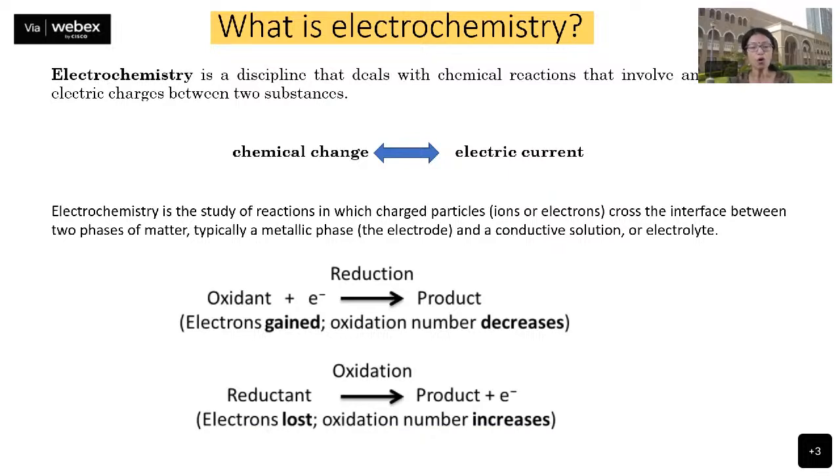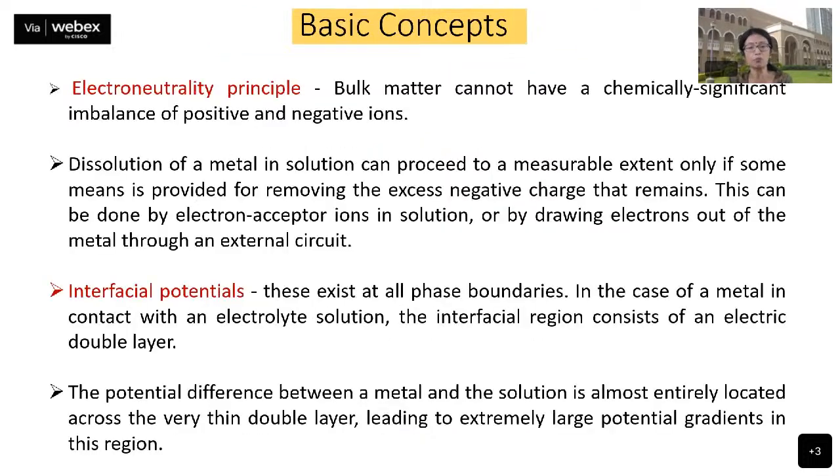And we all know that when we are adding an electron, we call that process a reduction process. When we are losing an electron, we call it an oxidation process. So these are the very basic points. And a few more basic concepts which we'll discuss are basically the electroneutrality principle.